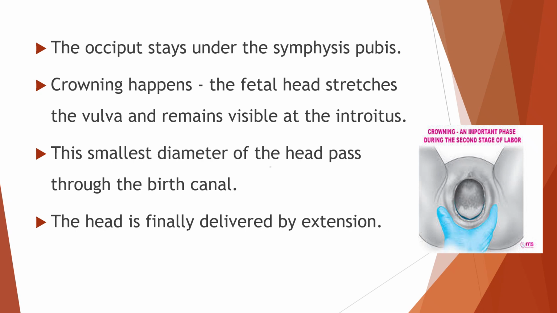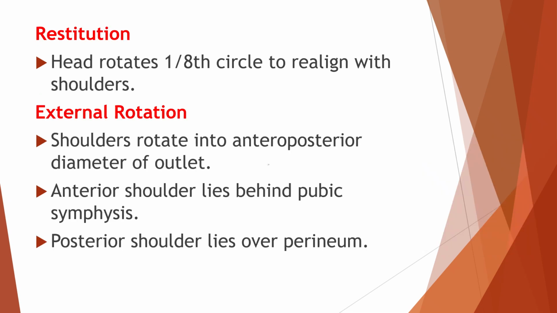Crowning means the fetal head stretches the vulva and remains visible at the vaginal opening without going back inside. At this point, the smallest diameter of the baby's head passes through the birth canal. With further extension, the head gradually emerges, and finally, the baby's head is delivered. After the baby's head is delivered, the next movement is called restitution.